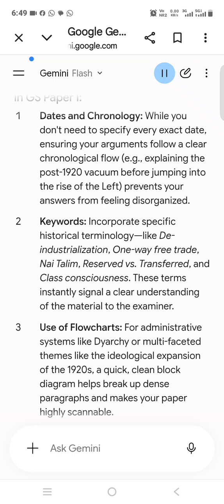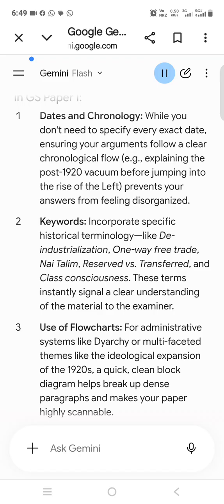Theme 2. Ideological strands in the national movement. Question 2. Since the decade of the 1920s, the national movement acquired various ideological strands and thereby expanded its social base. Structure. Introduction. The 1920s marked a major watershed in the Indian national movement. The suspension of the non-cooperation movement, 1922, created an ideological vacuum, leading to the rise of multiple alternative socio-political viewpoints that transformed a middle-class agitation into a vibrant, multi-layered mass movement.